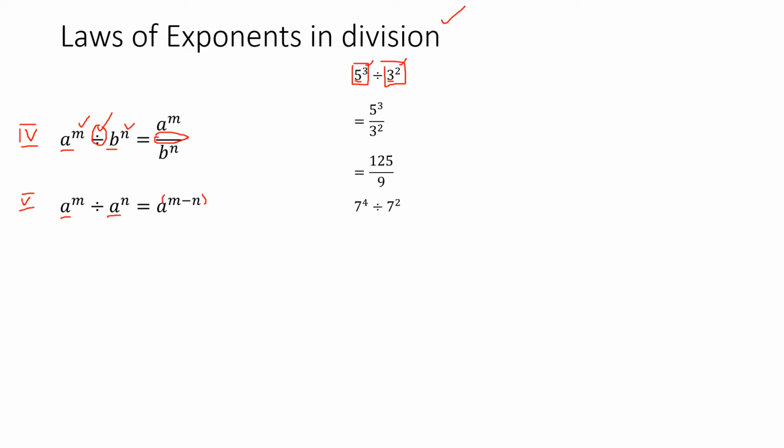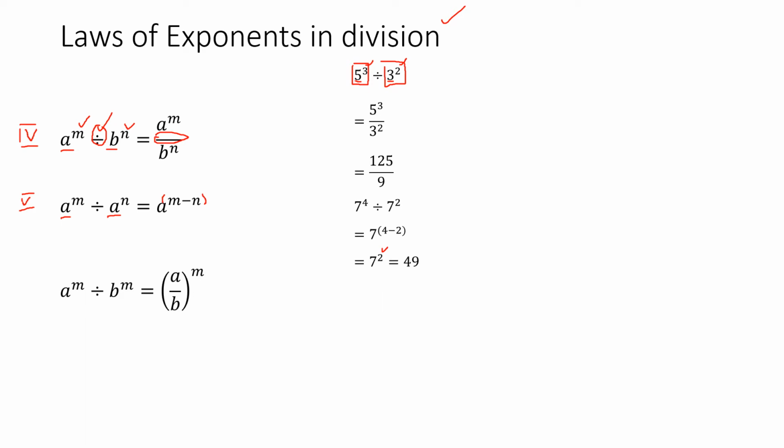Now let's take examples. So 7 and 7 are the same bases. We write one 7, and the exponents will be subtracted. 4 minus 2 comes 2, and 7 exponent 2 means 7 times 7.